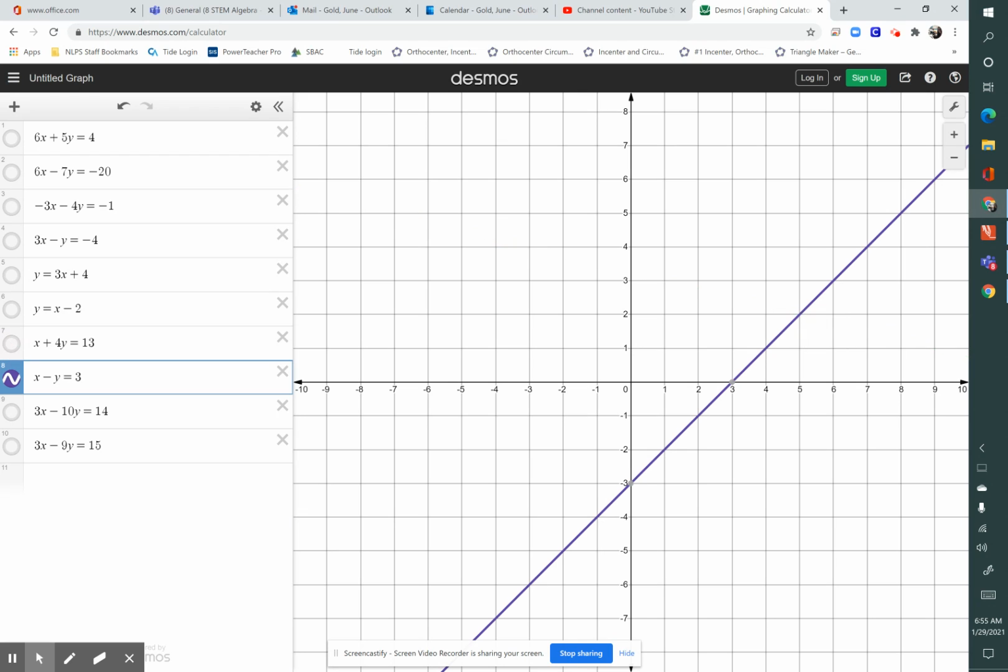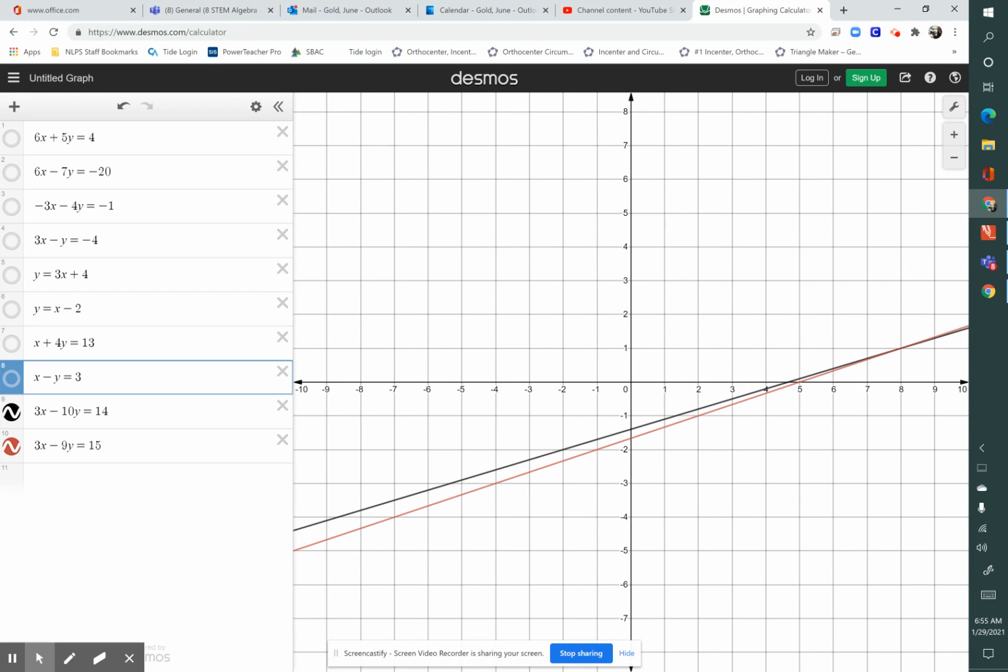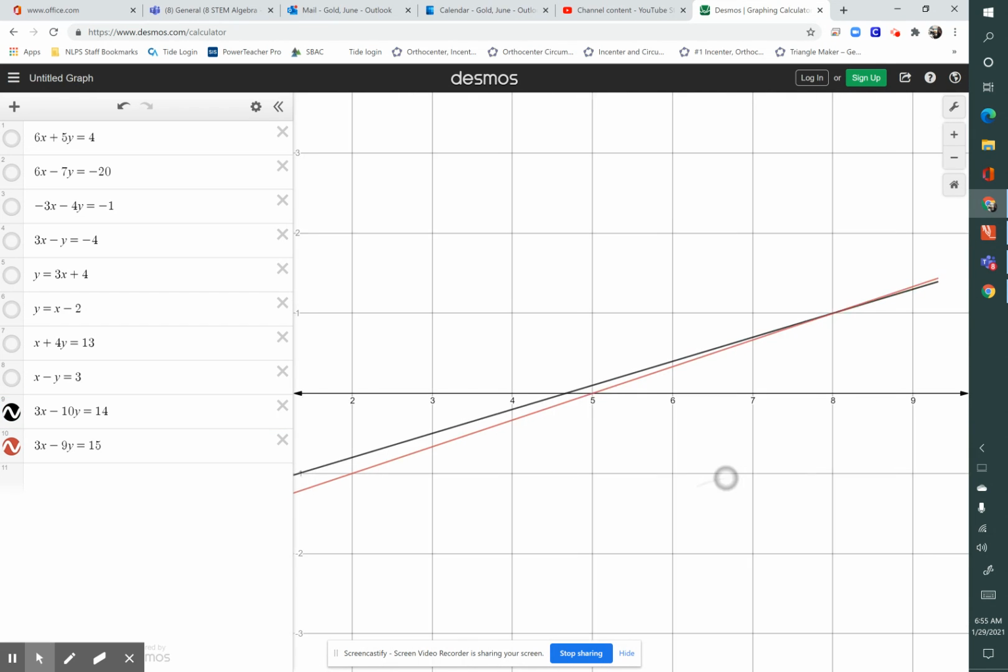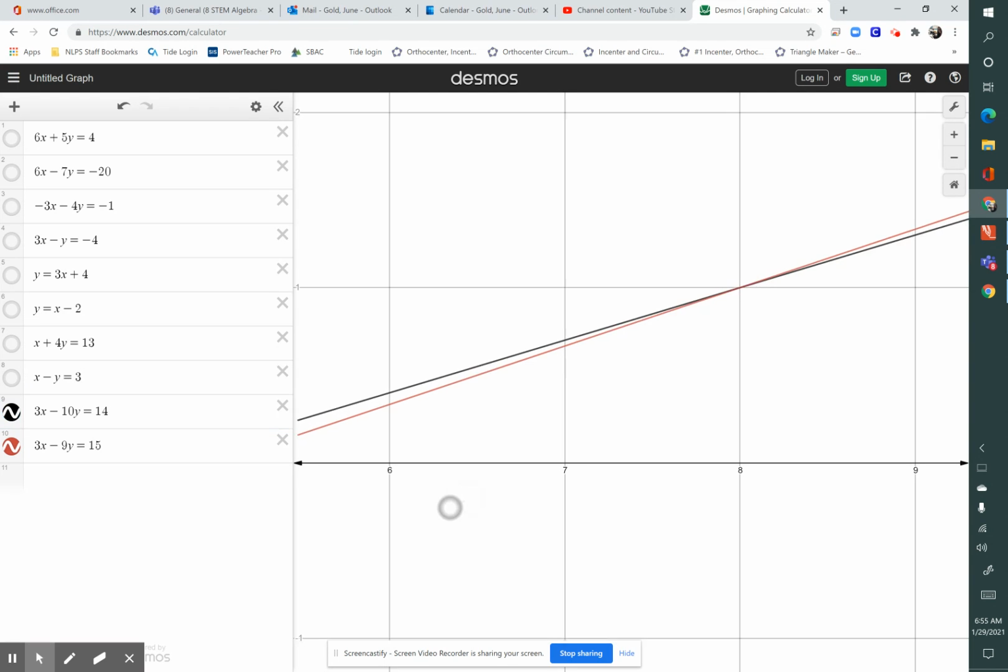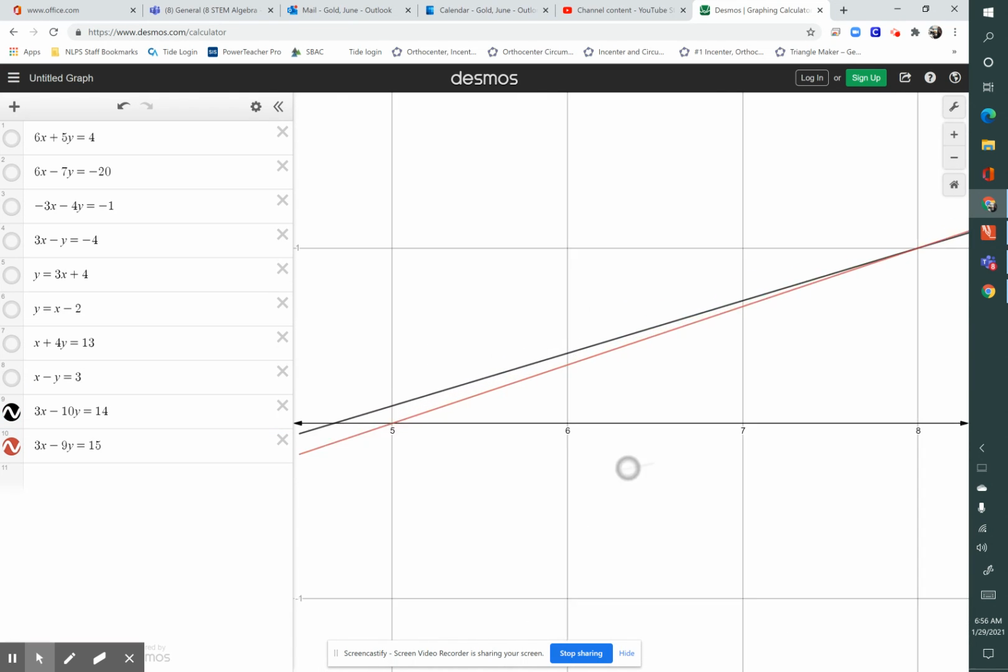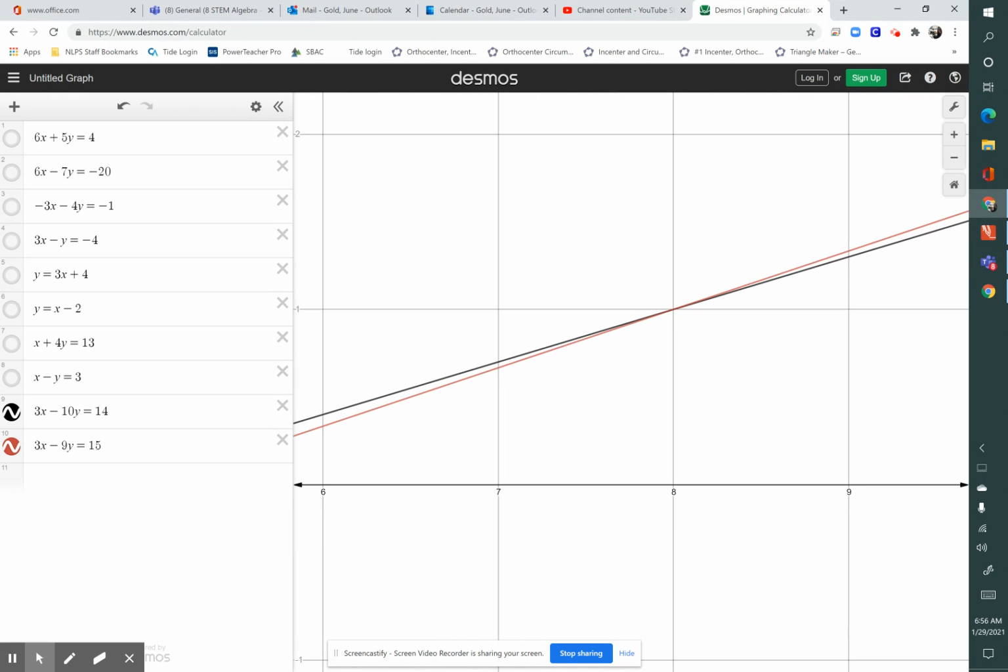Yep, sure did. Let's turn these two off. 3x minus 10y equals 14. 3x minus 9y equals 15. And this is going to be a hard one for us to pinpoint, but there it is. I think maybe if I expand the graph a little bit, it might be easier for you to see that point. There it is. They do cross. The slopes are very, very close to each other in this one, and that's the beauty of Desmos. You get to see that. This is not an infinite solution. These definitely cross.